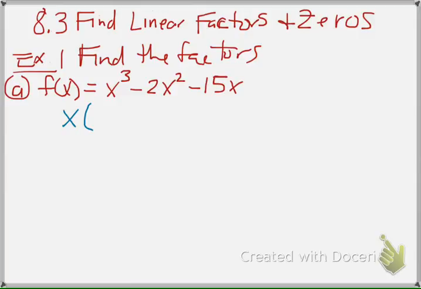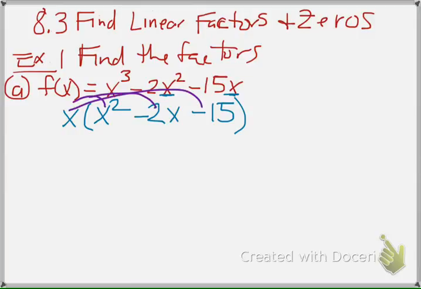When I take away an x from there, that makes it x squared. When we take an x from here, this becomes 2x. And when we take this x away, it becomes 15x. So please make sure that you check that. If I were to distribute and go this times this, this times this, this times this, does it give you the top three? Yes. If it does, then you did that right.